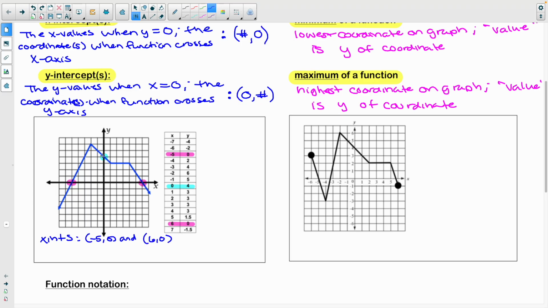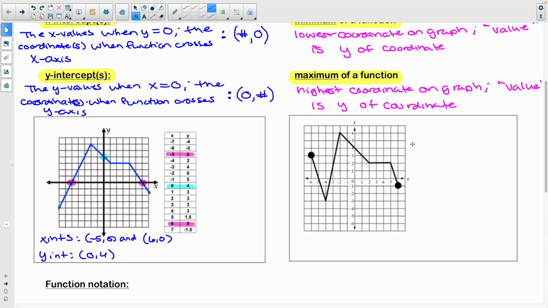And our y-intercept, we only have it crossing the y-axis one time, so we only have one y-intercept, and that is at 0, 1, 2, 3, 4, and we can see that that is (0, 4) in our table. So these are our x-intercepts and our y-intercept.